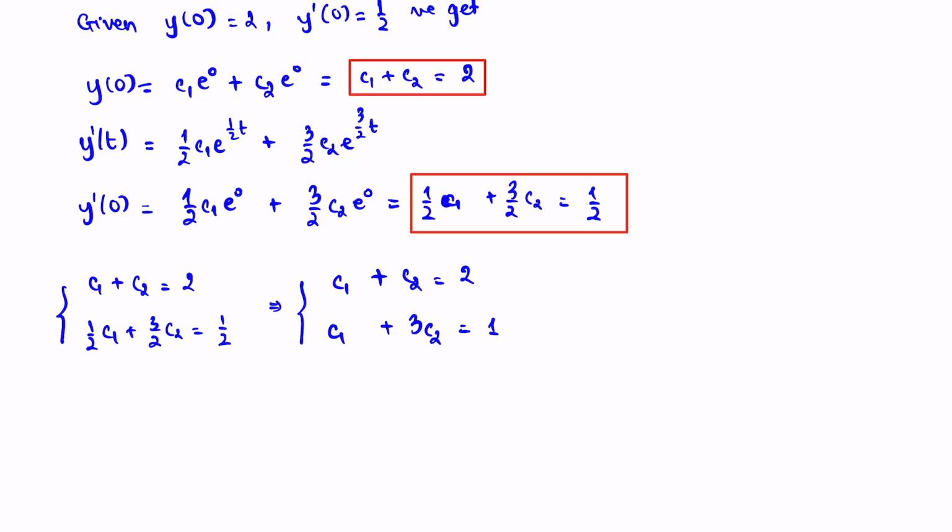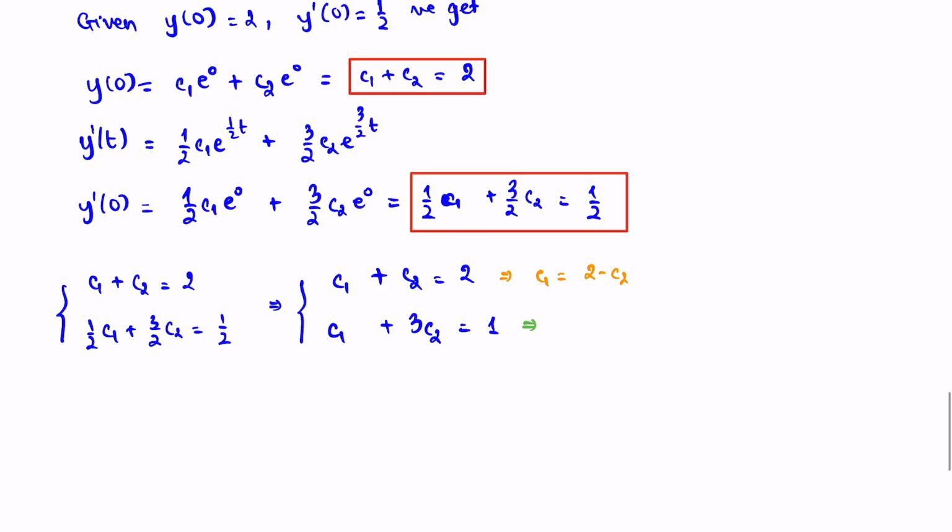So in the last lecture, in the last example, I used the elimination method. In this example, you can use the elimination method as well, but I want to try the substitution method. So I'm going to set c1 equal to something in terms of c2. From here, I get c1 equal to 2 minus c2. Then I can substitute c1 into the second equation. So you get 2 minus c2 plus 3c2 equal to 1, or 2 plus 2c2 equal to 1, or 2c2 equal to -1, which implies that c2 is equal to -1/2.